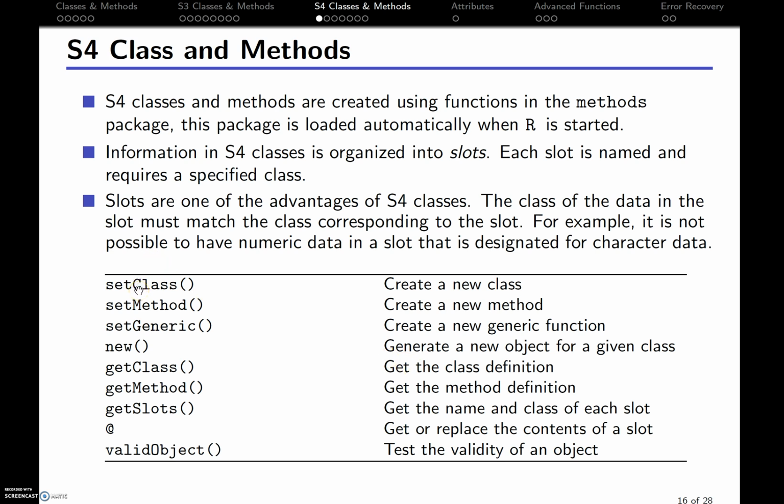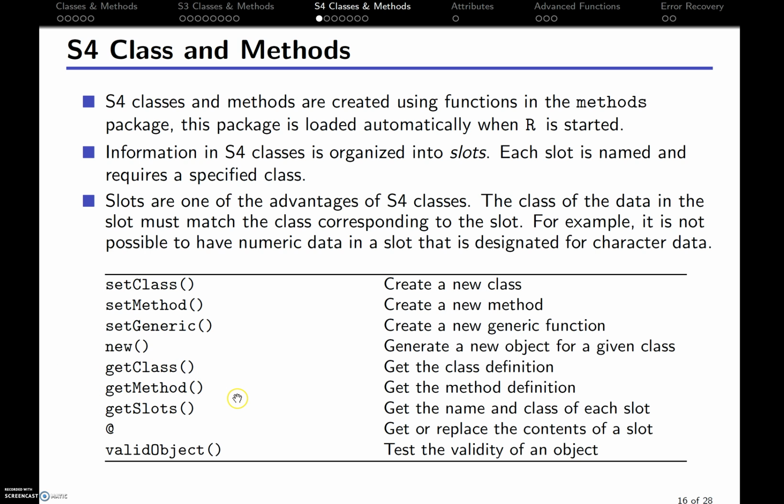So here are the basic functions with S4 classes. setClass just creates a new class. setMethod creates a new method. setGeneric creates a generic function. Remember, generic functions are things that operate specific to the class of the object. So things like print or plot are both generic functions. new generates a new object for a given class. getClass gives you the class definition. So before we used class, this is equivalent to class from S3.